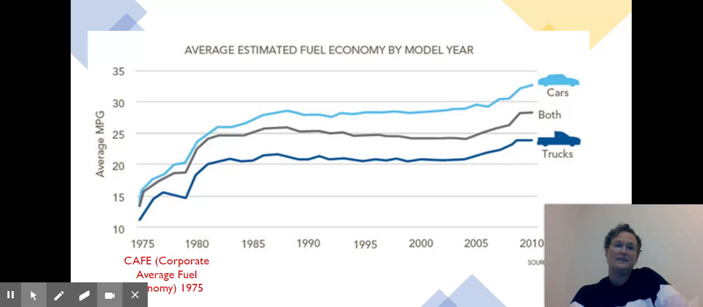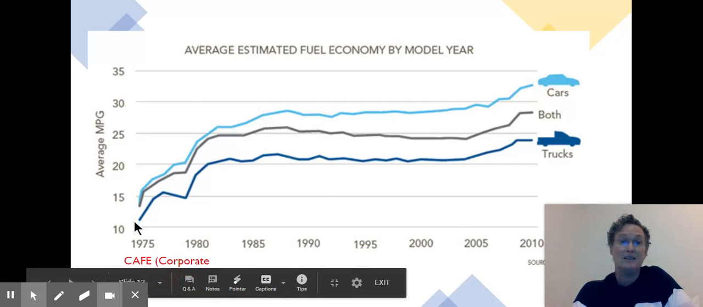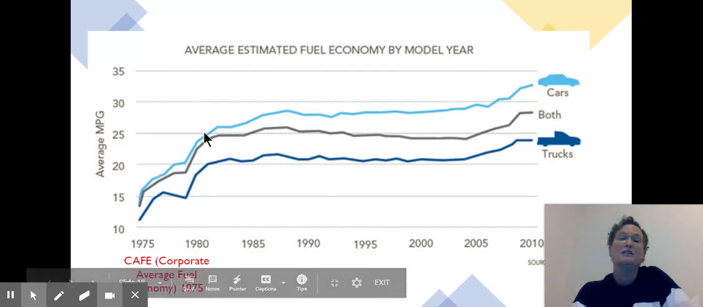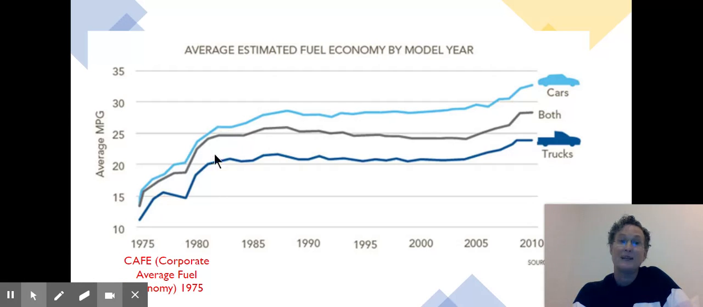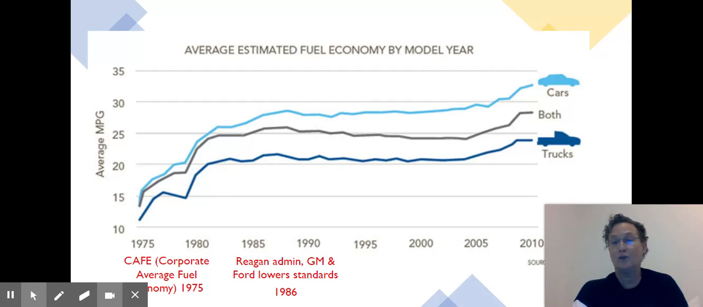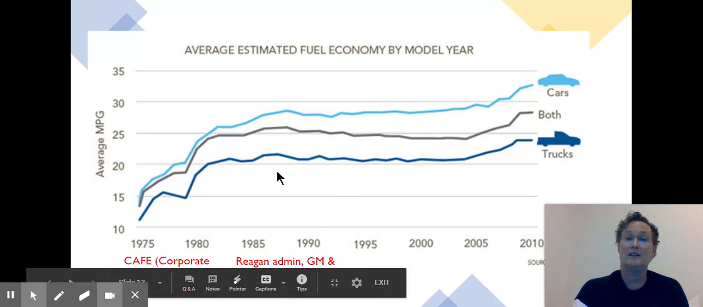So in the 1970s, the CAFE was passed, the corporate average fuel economy. In 1975, there was an oil crisis, so laws were passed to make cars more fuel efficient. And you can see it had a huge, dramatic increase in the amount of fuel efficiency. Then in the 80s, we elected a president who deregulated. So they lowered the energy emission standards to help.